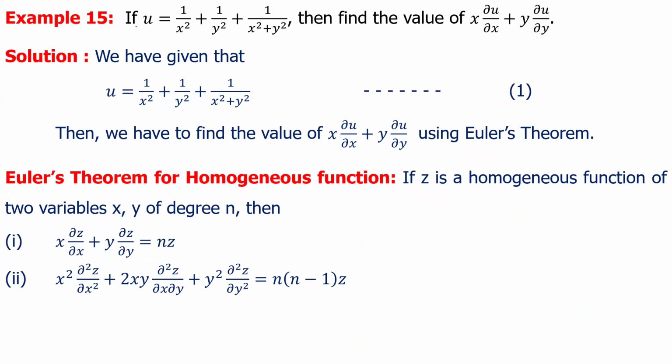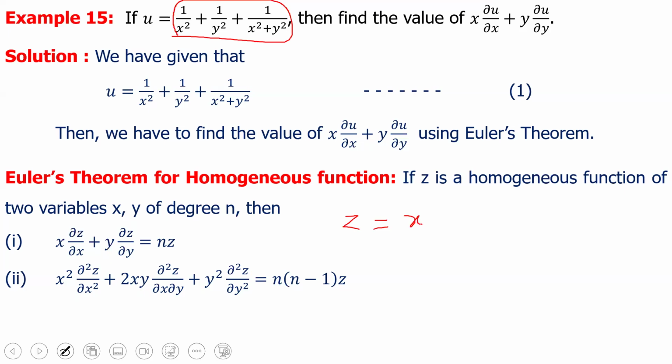So now here, let us first see whether this is a homogeneous function of x and y or not. If it is a homogeneous function, then we can directly use Euler's theorem and get the answer. Again, if you want to check that it is a homogeneous function and how to get its degree, let us see.